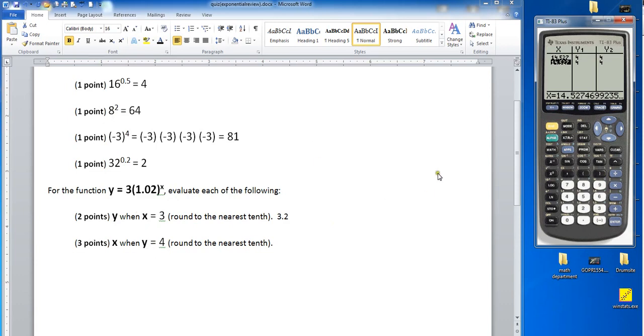So if you want to put a context to it, it would take about 14 and a half years to make $3,000 become $4,000, or to make $3 million become $4 million, or something along those lines. So, cool. There's your exponential review quiz. I hope it helped.